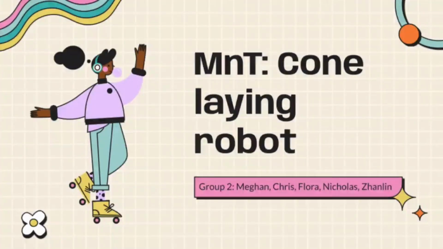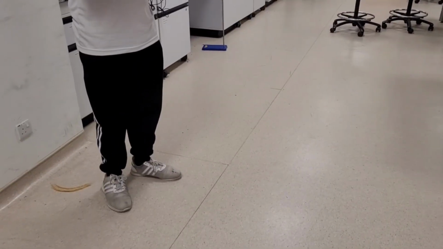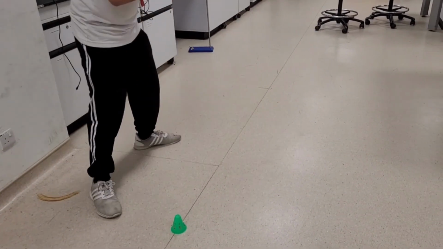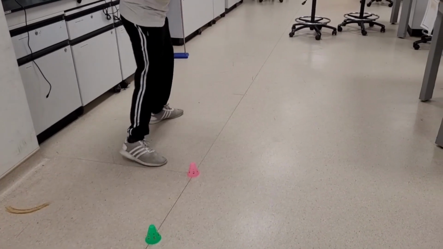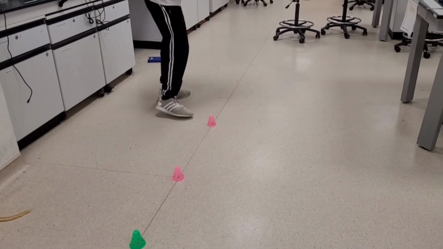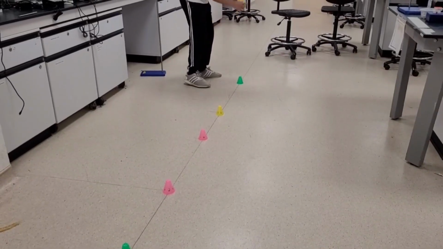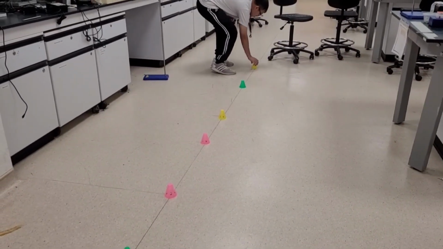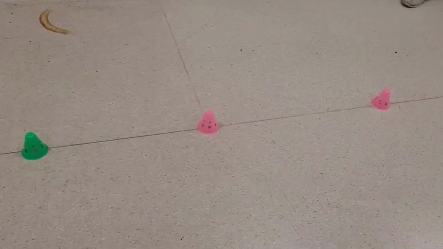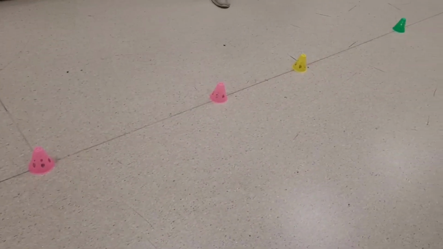Hello, this is Group 2 presenting on our M&T project, a cone laying robot. These are slalom cones. They are normally set up in a straight line for roller skaters to practice moving through them. However, setting up these cones by hand can be time-consuming, tedious, and the distance between the cones may be inaccurate when set up by hand.